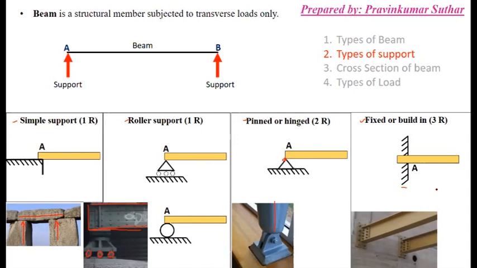So what are the reactions on these supports? Just look at this first. If there is a simple support, then it will support only in the vertical direction. As you can see, this is RAY, the support in the vertical direction only. There is no support in the horizontal direction. So only vertical force can be supported by a simple support.